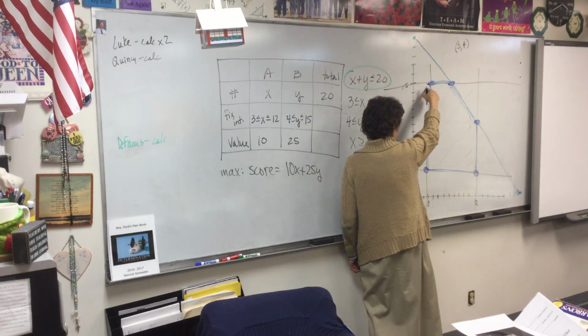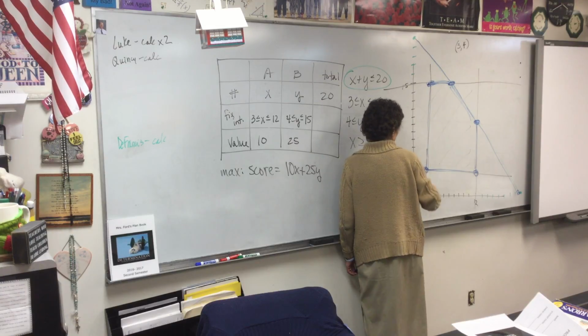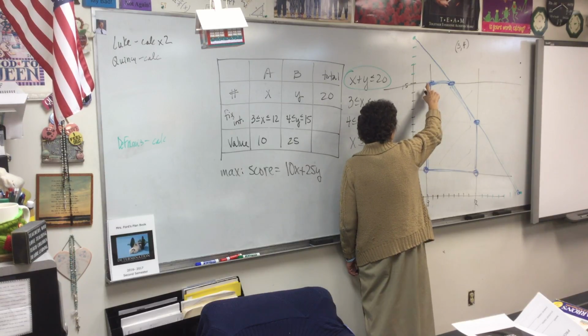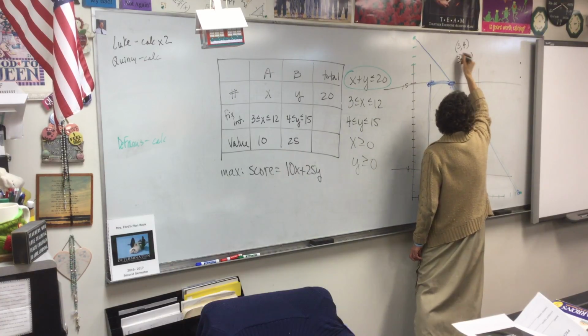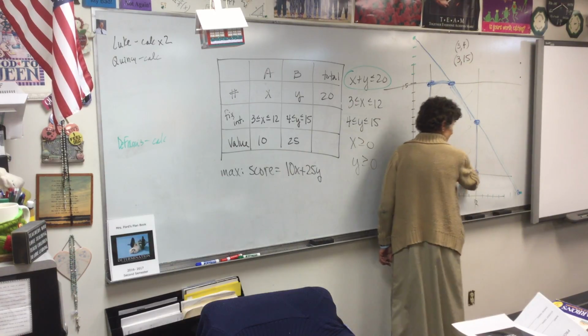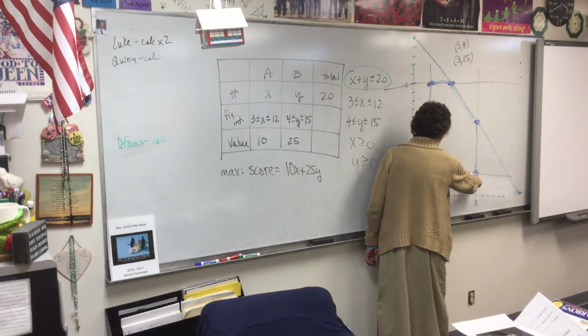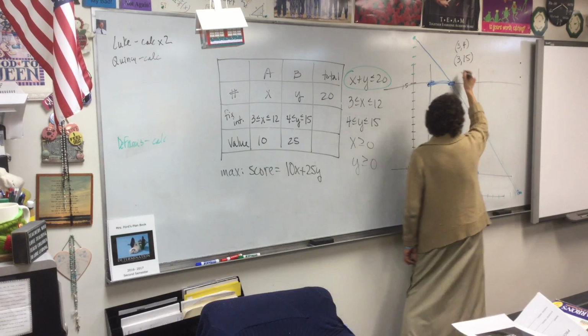All right, this one's equally easy. This is the point where x is 3 and y is 15. This one's easy. That's 12, 4.